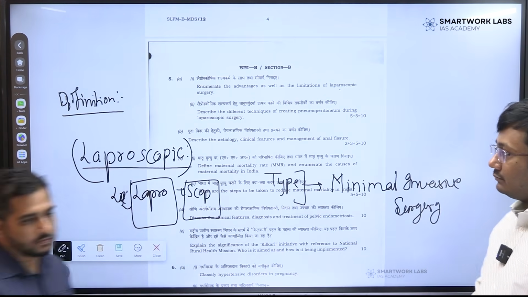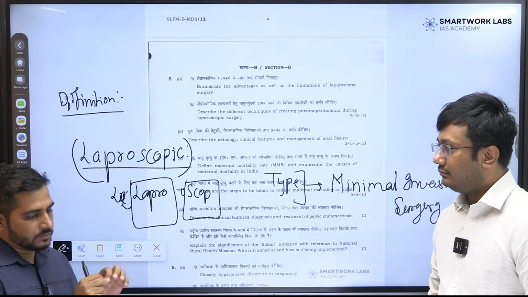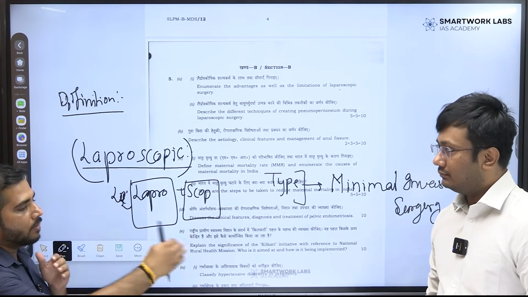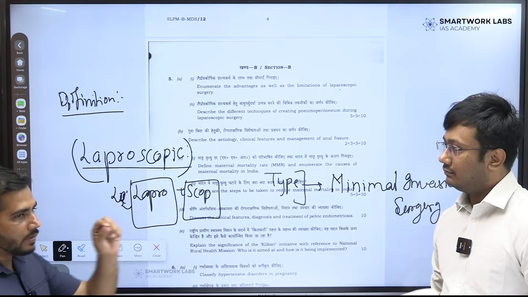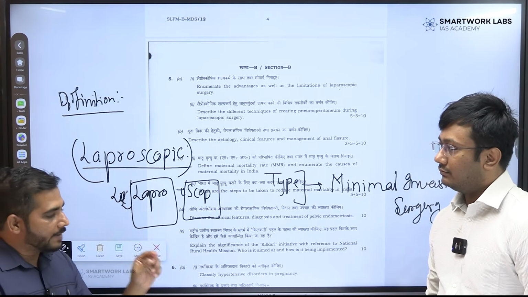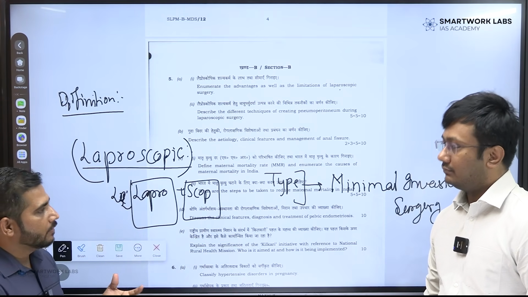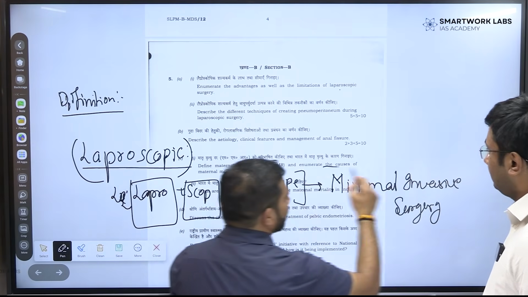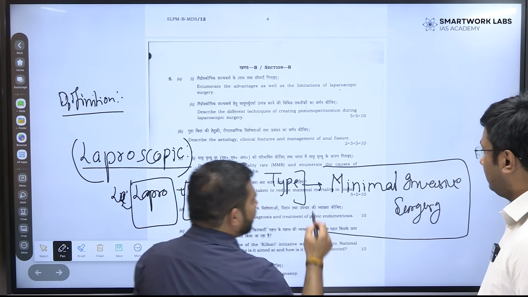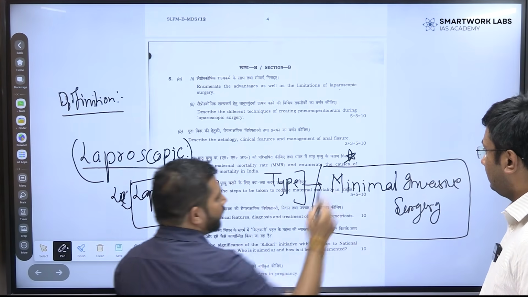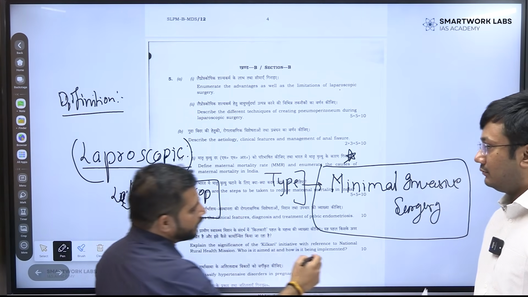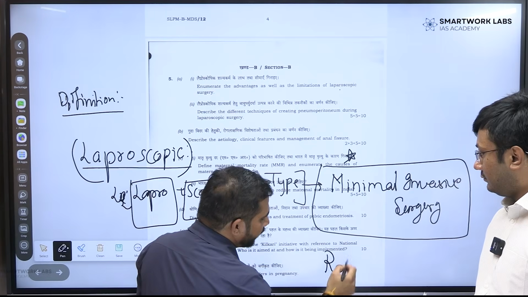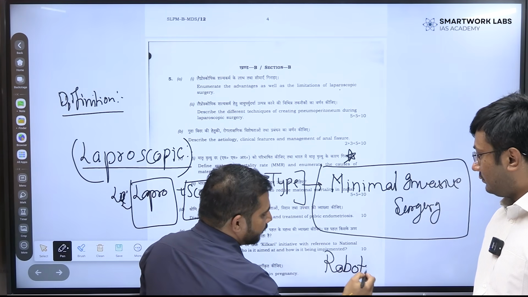What is minimal invasive surgery? In open surgeries, you give a long incision and open the abdomen or any other organs. But by using this technique, you are giving only a few small incisions and doing the surgery. So this word is very important, because maybe in the next 2 to 3 years, one more question can be asked related to this, because we are doing robotic surgery also. So it may become a question in future.